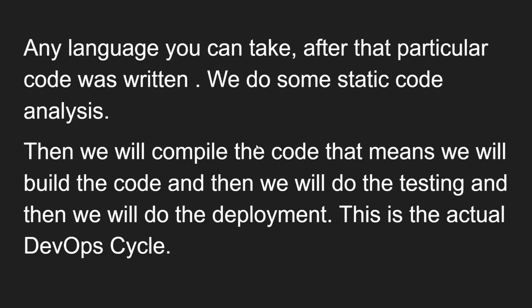After that particular code was written, we do some static code analysis. Then we will compile the code, that means we will build the code, and then we will do the testing and then the deployment. So this is the actual DevOps cycle. Whenever we have an application developed using a particular language, let's say Angular or Node.js or anything, first we will do some static code analysis, then we will compile or build the code. After building, we will do the testing, and if everything is working fine, then we will do the deployment. So this is the actual DevOps cycle.